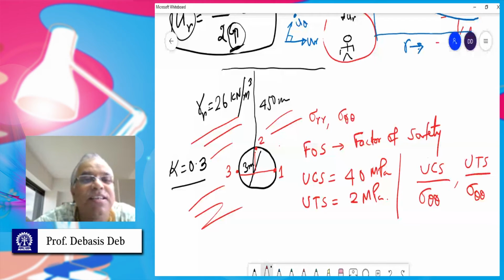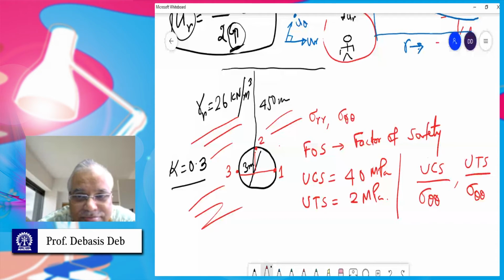And then you will know those values and the factor of safety. You will do this. Where to use UTS and where to use sigma theta theta, I will tell you. Is that clear? For this problem, for this condition, you'll be able to do it, right? Whatever is told to you right now, I think there is no confusion here.